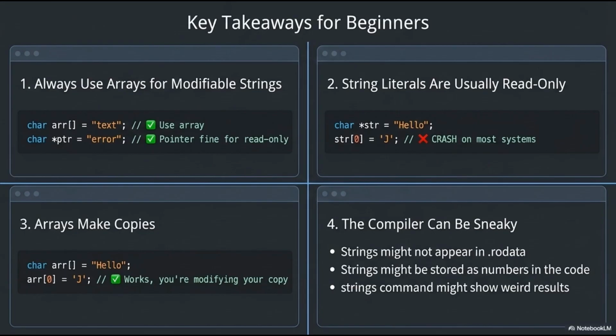Let's lock in some concrete rules for your C code. Now that we've fully investigated the memory layout and the compiler's sneaky tricks, let's establish some ground rules. These 4 takeaways are basically your survival guide. Number 1, always use arrays if you plan on modifying the text. 2, expect string literals pointed to by a pointer to be strictly read-only. 3, know that arrays are safe specifically because they make stack copies. And 4, always beware of sneaky compiler optimizations if you're hunting for strings in your binary.